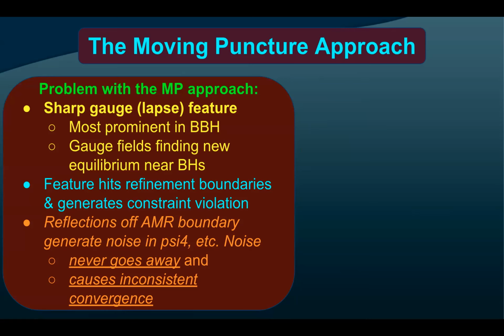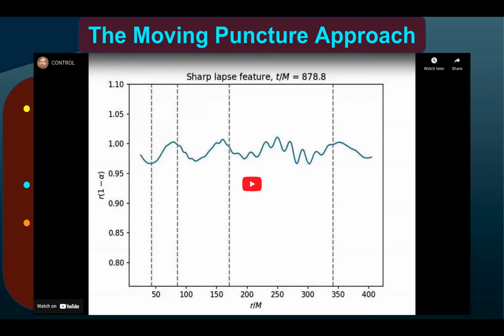And these reflections generate noise in the payload from our simulation, psi4, the gravitational waveform. It never goes away, and it causes inconsistent convergence. How much more do I need to describe? This is poison to a binary black hole evolution. Absolute poison. What do we do to address it? Next slide. Well, first, let me just show you what happens here.